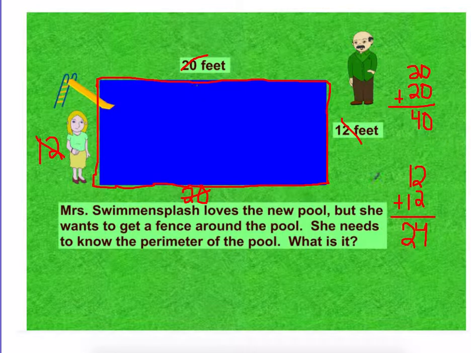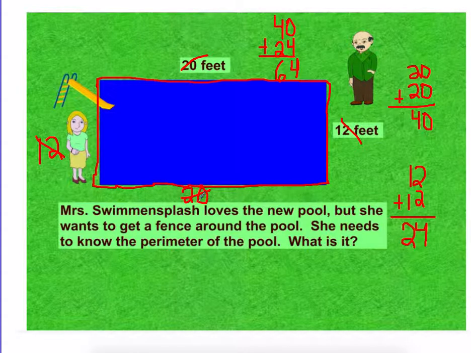And then we're going to have to add them together because that's all sides. Sorry, I'll put it up here. 40. Look how easy that is. Plus 24 is 64. 20 plus 20 is 40. And 12 plus 12 is 24. And 40 plus 24 is 64. Always go back and check. Double check, make sure you're right.